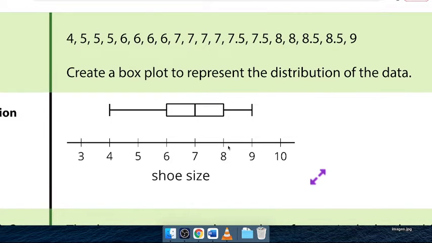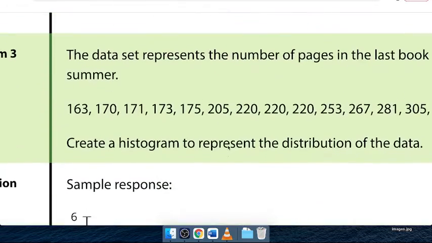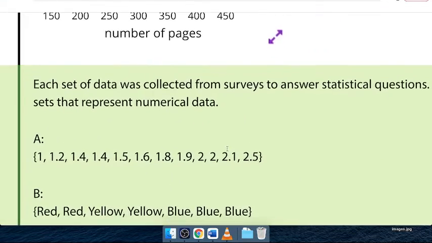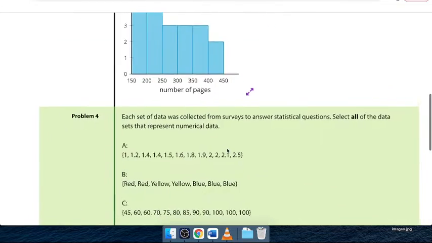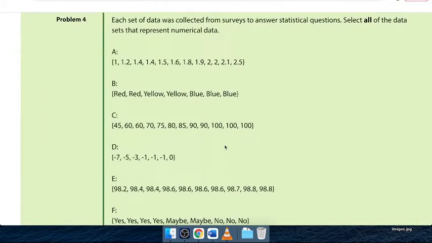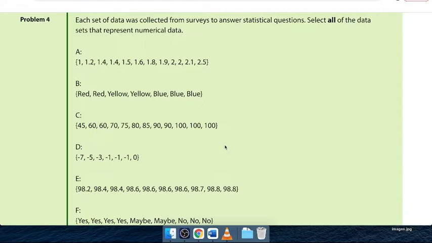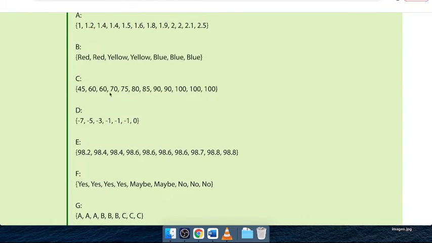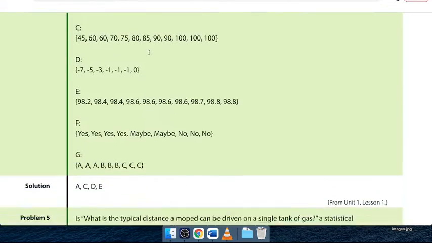I also assigned a problem a little further down, I skipped some problems, and it said for each set of data, select all of the data that represents numerical data. There's that vocab word. So you're looking at numbers. It's not going to be anything that's in words. So it would be A, C, D, and E. Those are all the ones with numbers, numerical data. That should have been a pretty easy one.